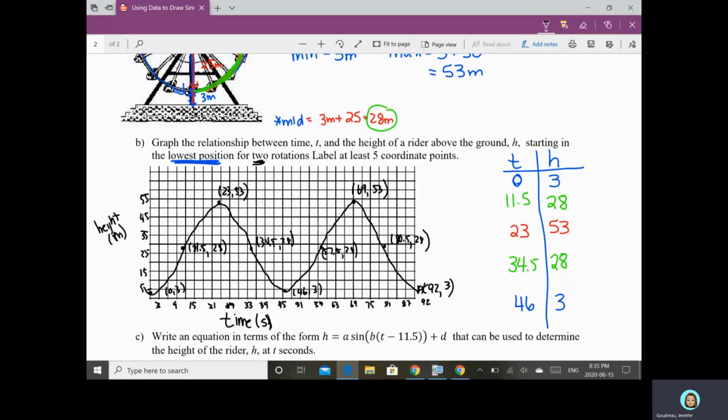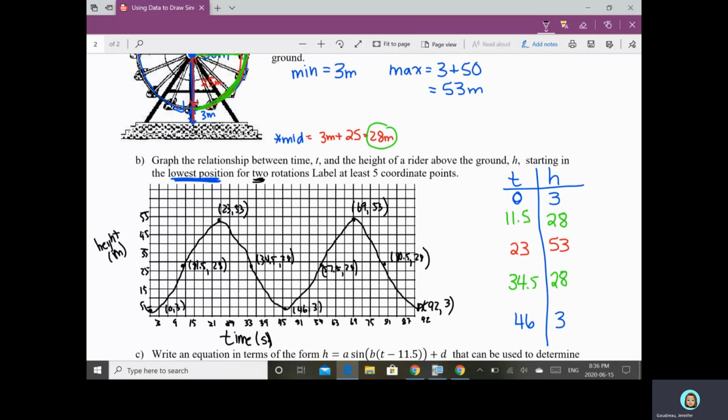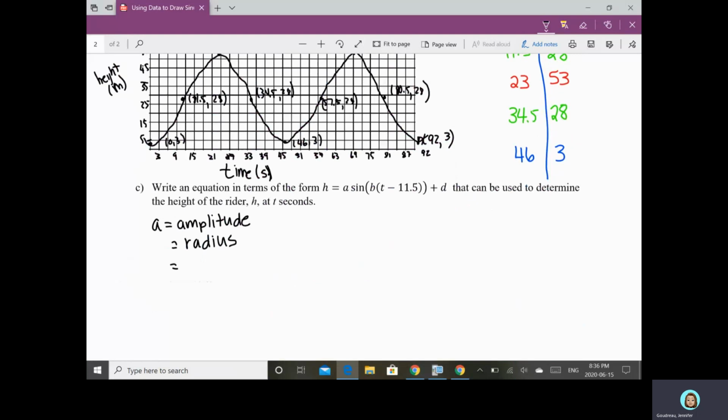Okay. Part C, write an equation again. So now we're taking those characteristics and putting them into the sinusoidal function form. A, again, is our amplitude. Again, because we have an item that is moving in a circle, the amplitude is the radius. We were given the diameter of this Ferris wheel, so we could easily find the radius. It would just be half the diameter. We also established the radius when we were talking about the midline. So that would be 25. So we don't even need to do any work there. The amplitude is equal to the radius.